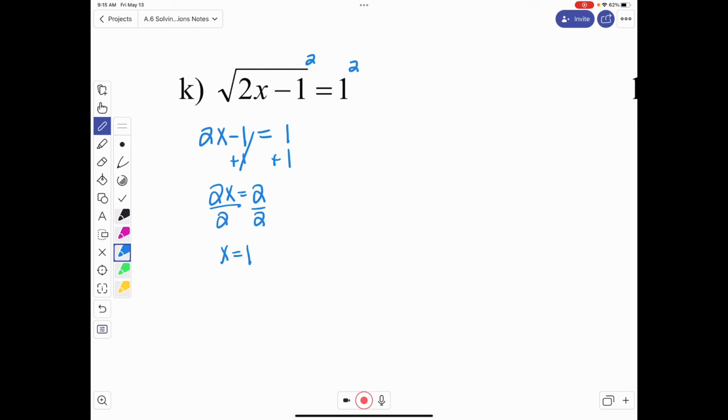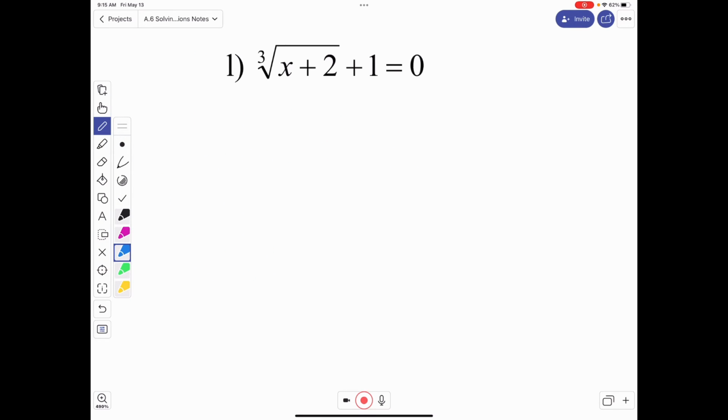Now, we still want to check for extraneous solutions. So if I plug in, I've got 2 times 1 minus 1. So that's going to be 2. 2 minus 1 is 1, and that equals 1. So that works.